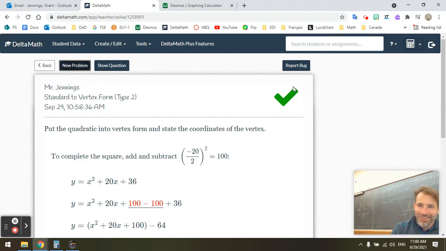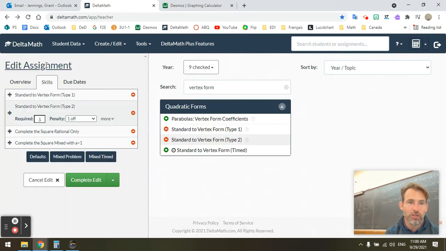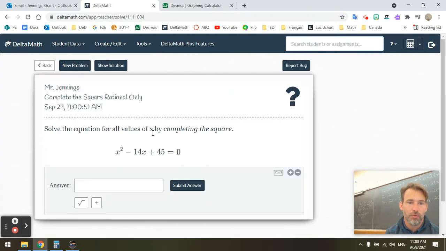Yes. I'm right. Okay, so that's cool. I didn't have to graph it in Desmos. You can just check your answers by submitting them. If you want to make sure it's right, then you can do that in Desmos. Now let's take a look at the other two question types that we have. Complete the square, rational only.